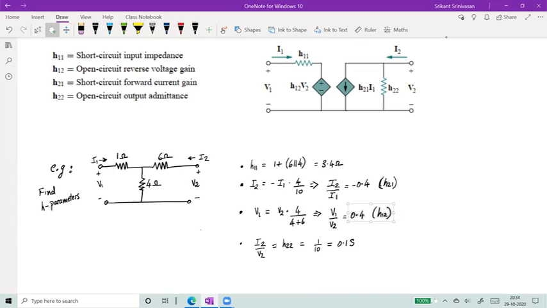And then finally I'm left with the open circuit output admittance. What is the admittance of this path? Since this is open circuit, the only resistance is 6 plus 4, which is 10 ohms. So what is the admittance? 1 by 10, that is 0.1 Siemens. So that is H22. That's it. We found the H parameters of a T network using this formula. So we've got H11, H21, H12, and H22.